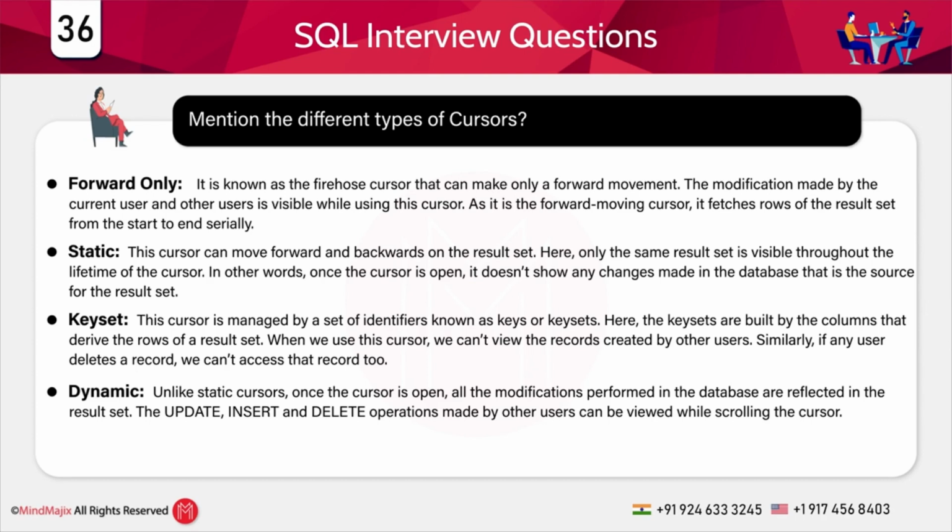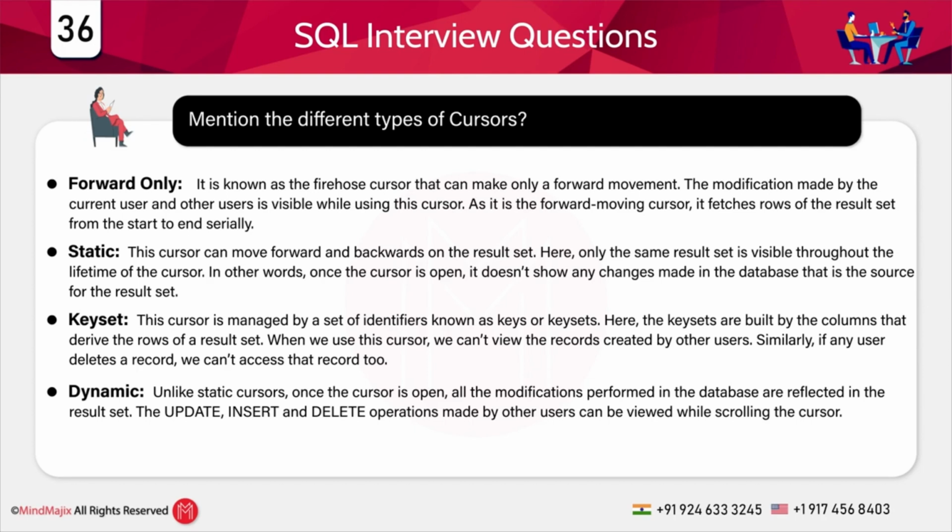If you talk about the static cursor, this cursor can move forward and backwards on the result set. Here, only the same result set is visible throughout the lifetime of the cursor. In simple words, once the cursor is open, it doesn't show any changes that are made in the database that is the source for the result set. If you talk about the key set cursor, this cursor is managed by a set of identifiers known as keys or key sets. Here the key sets are built by the columns that derive the rows of a result set. When we use this cursor, we can't view the records which are created by other users. Similarly, if any user deletes a record, we cannot access that record.